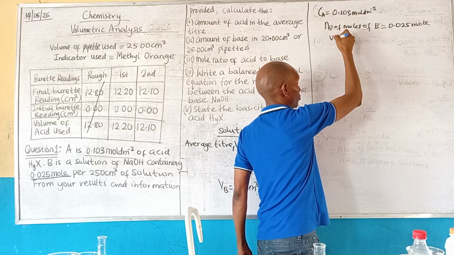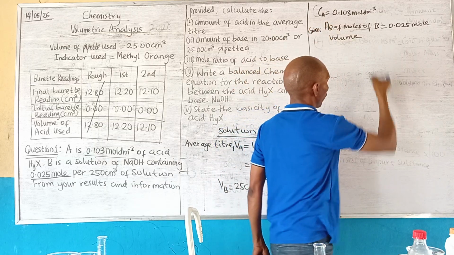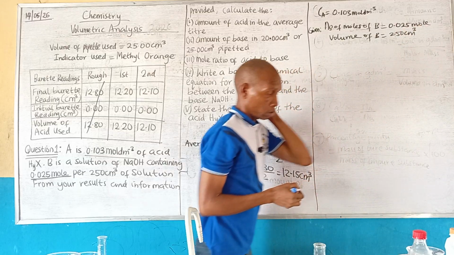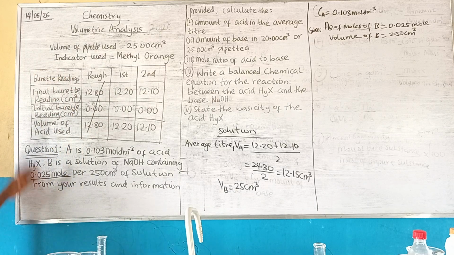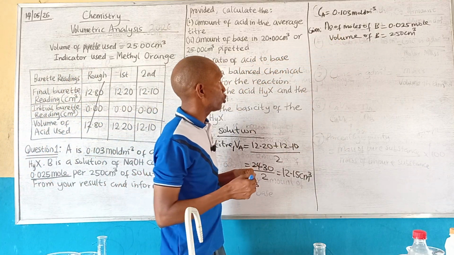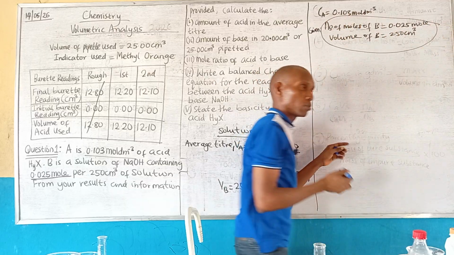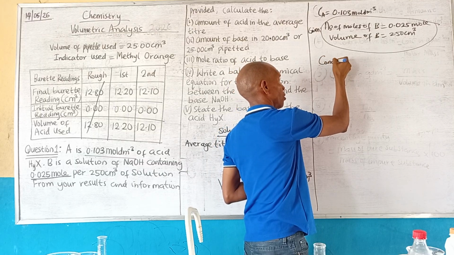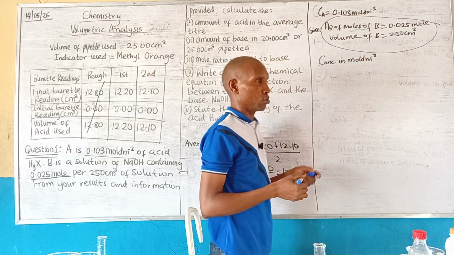Then you are given the volume. We are given the volume of B, 250 cm cube. Then what else are we given? Is there any other information provided? There's no other. This is all the information provided. So these are the results, and that's the information provided. Now, what do you do with this information? Whenever you have number of moles and volume, you have to convert it to concentration in mole per dm cube.